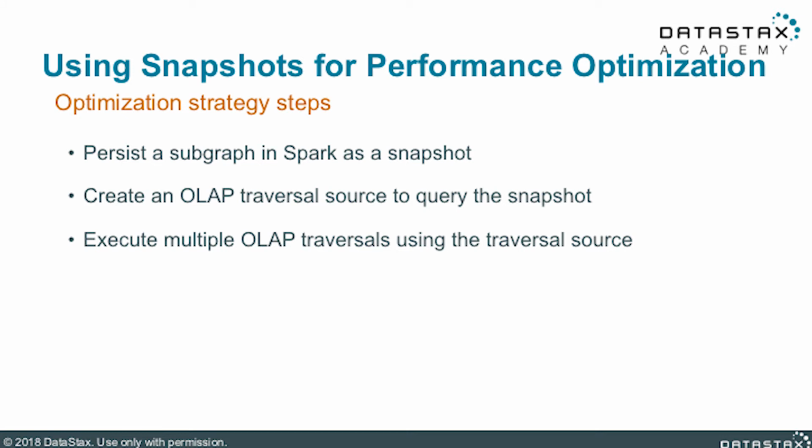If you need to execute many OLAP traversals over the same subgraph, you can create a snapshot, which is essentially a copy of that subgraph, in Spark to query it faster. A snapshot is a persisted dataset in Spark. Then you can create an OLAP traversal source to query that snapshot and execute multiple OLAP traversals using the same traversal source.